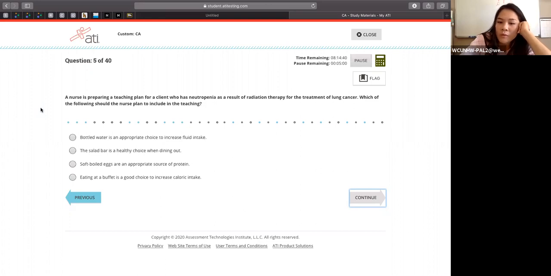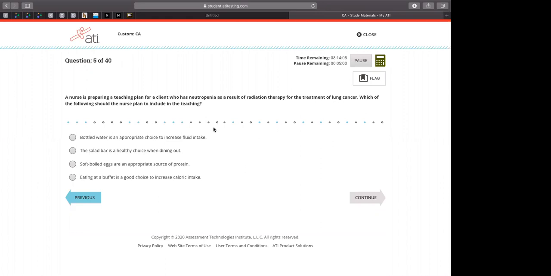A nurse is preparing a teaching plan for a client who has neutropenia as a result of radiation therapy for the treatment of lung cancer. Which of the following should the nurse plan to include in the teaching? Okay, so they're getting radiation therapy. So what is that going to do? That's going to lower their white blood cells, so they're at a high risk for infection. Which of these do you think it would be? Their neutropenia. A. A, yeah. A.